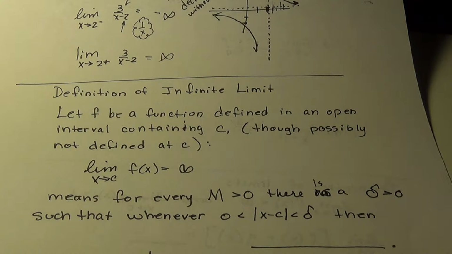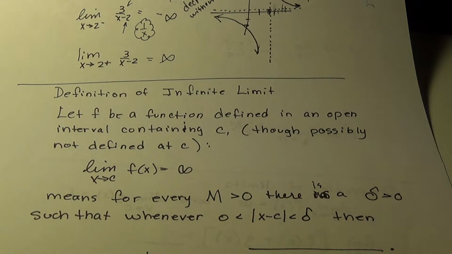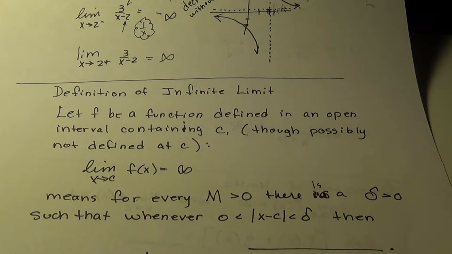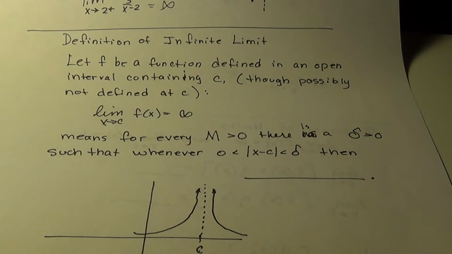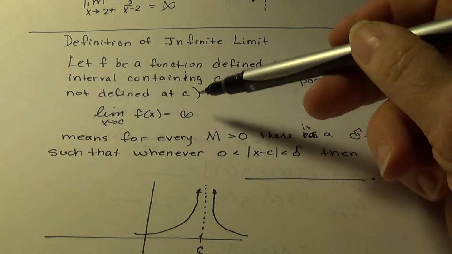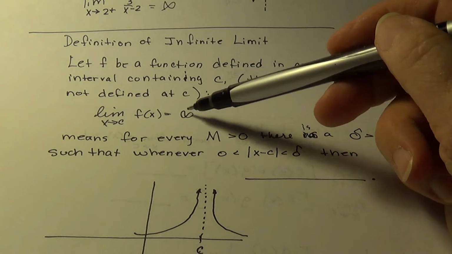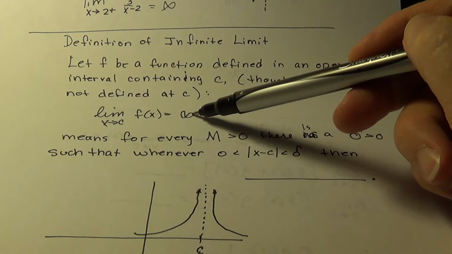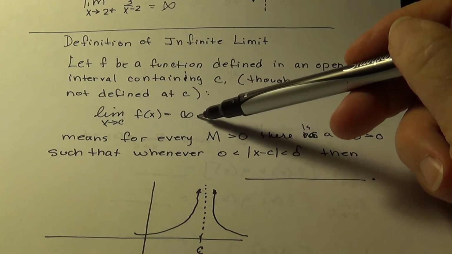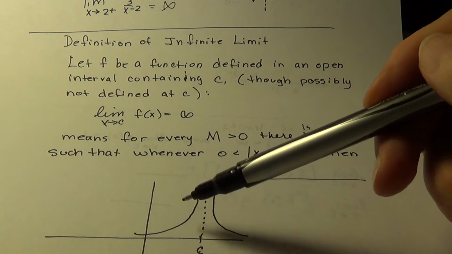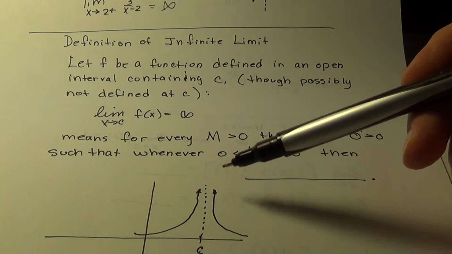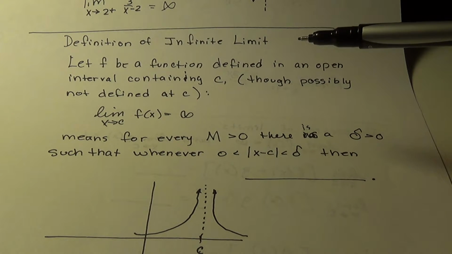So what are we trying to say here? Can we look at a picture and see? All right, here I drew a picture of something, since I'm trying to find the limit, or the definition of a limit, when it goes to infinity as we approach c. So I drew a c and one that would approach infinity.